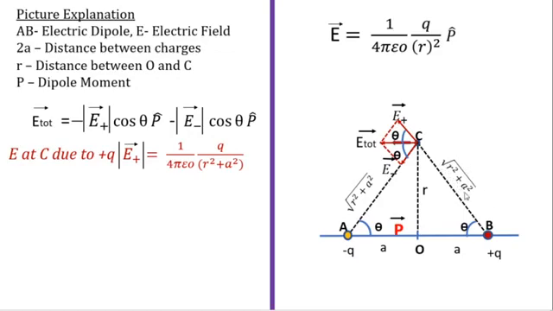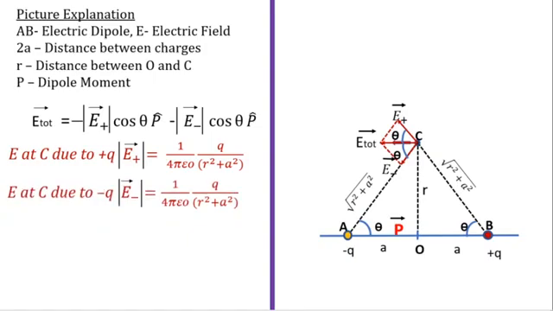What will be the field due to minus Q? The field due to minus Q at C will be 1 by 4 pi epsilon 0 Q by R square, and R is root of R square plus A square, because these are similar triangles. So CB is equal to AC, and so it is root of R square plus A square. Squaring this, the root gets cancelled. So here we get R square plus A square. We can see that E plus is equal to E minus. The value is 1 by 4 pi epsilon 0 Q by R square plus A square.